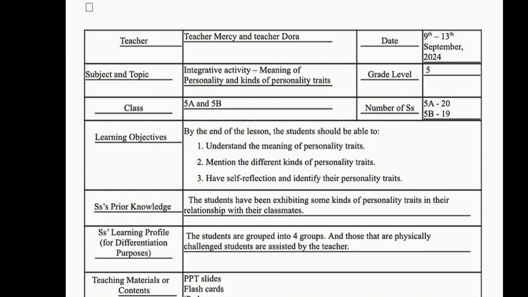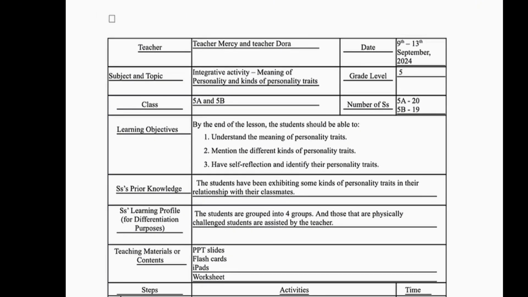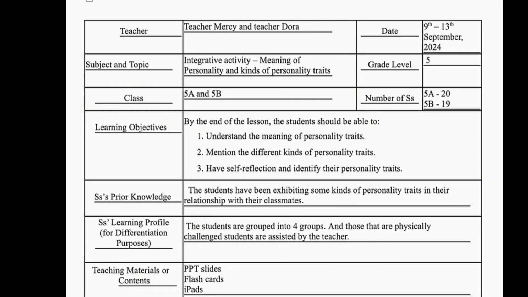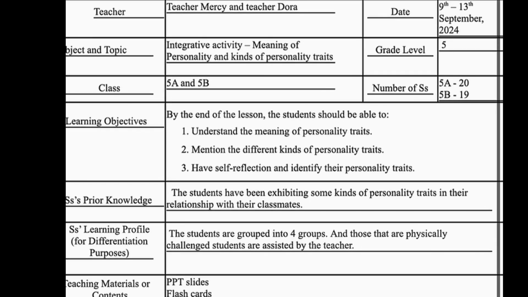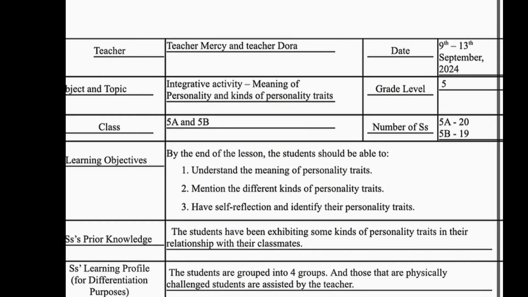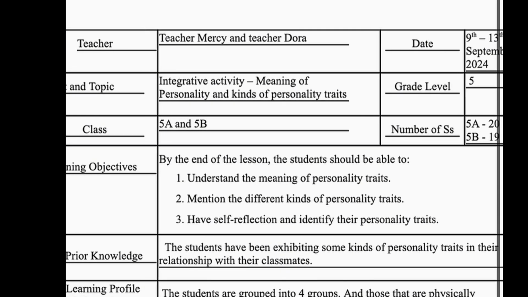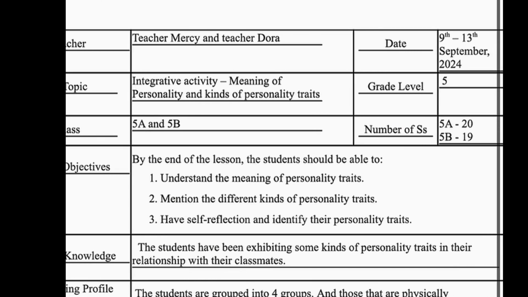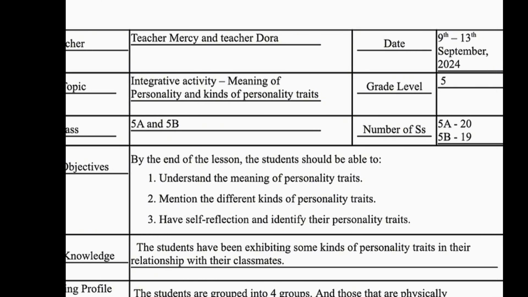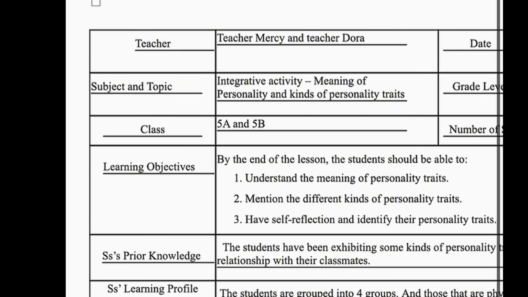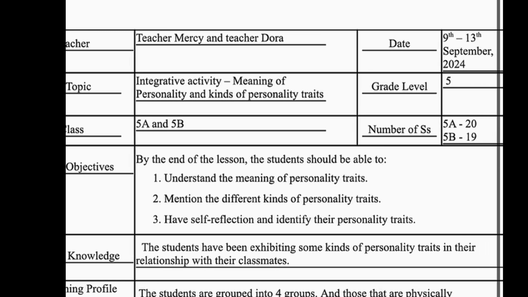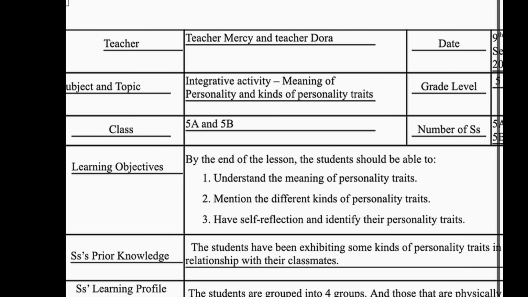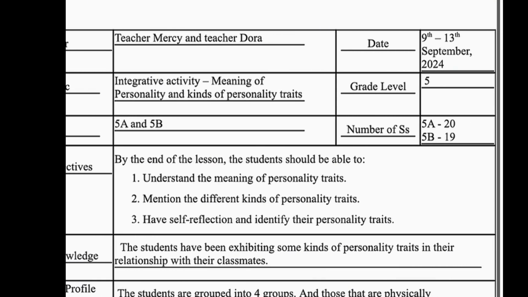My lesson plan is usually in a tabular form like this. I start with basic information such as my name, my date, then subject and topic, the grade level, class, and the number of students. Then I go into learning objectives, which will include the three domains of learning. Then I go into previous knowledge. That's what the students already know.